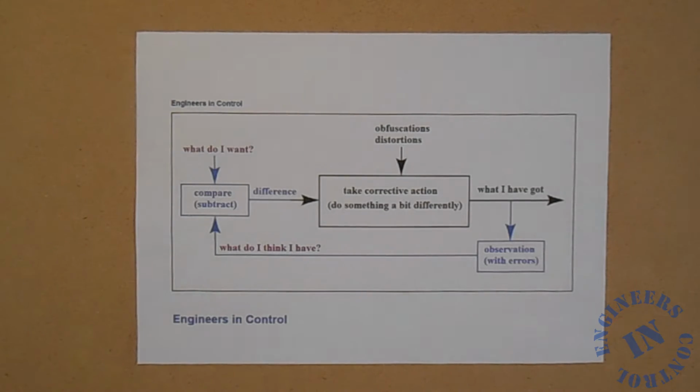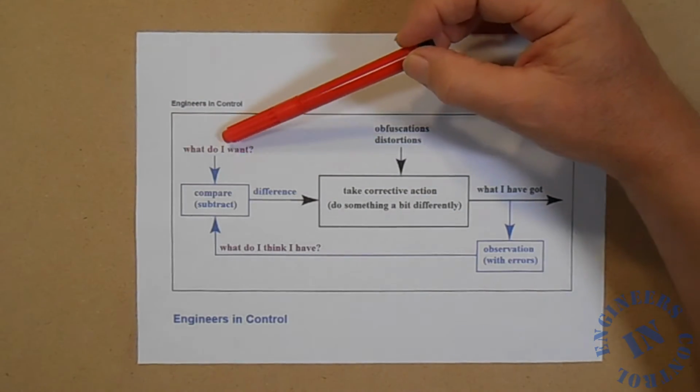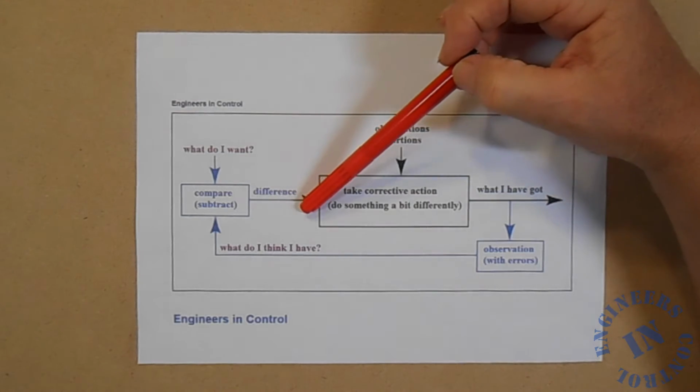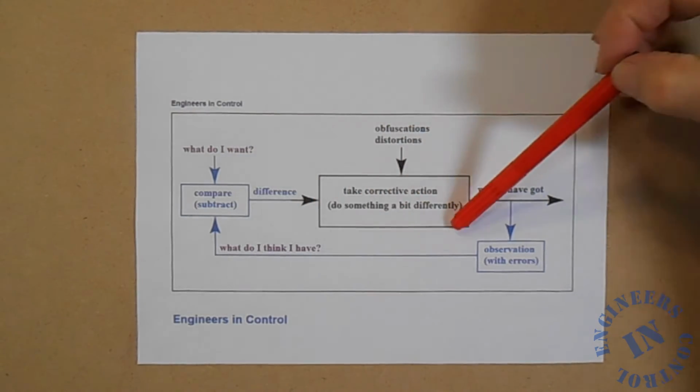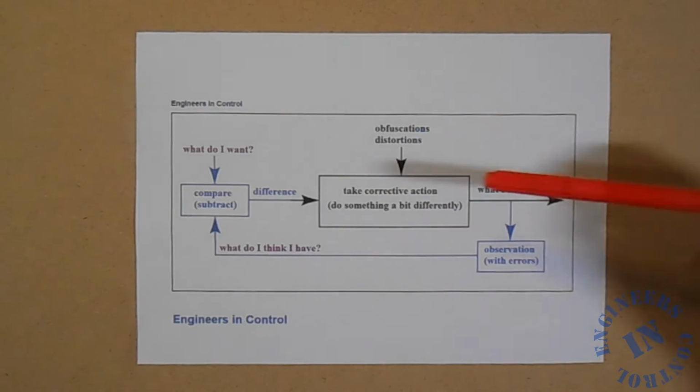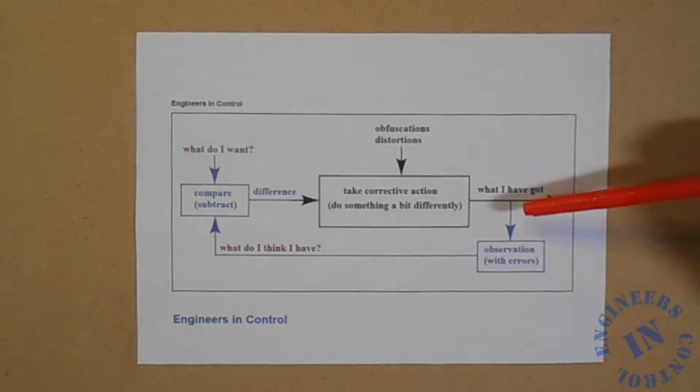So I've got this feedback loop here, and it's something that we all use every day, all day. We all use feedback in our daily lives. And the way it works is this: you start with something you want to achieve. What do I want? And you take some action and it goes into some kind of process, whatever that is. And you end up with a result. The result probably is not actually what you wanted.